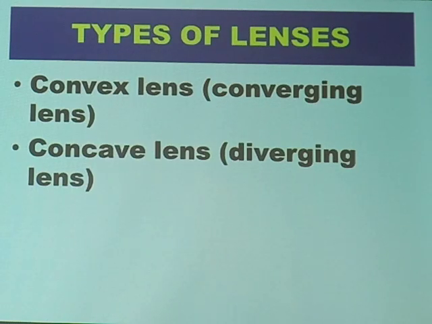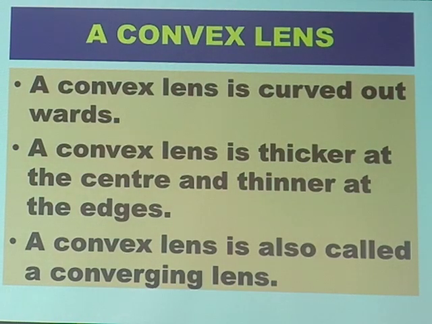So this is convex lens or converging lens. Another one is concave lens or diverging lens. For today, basically I want us to look at a convex lens, the one that makes light rays converge, to meet at one common point. This lens has the following behaviors, which sometimes we can call characteristics. When you look at it, this is what you'll be able to see.